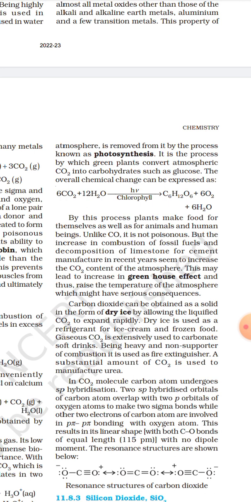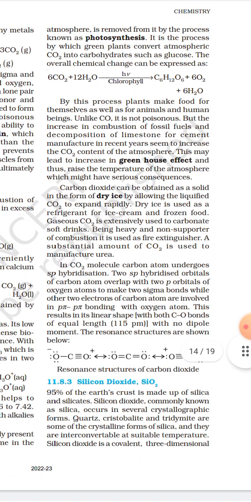Carbon dioxide can be obtained as a solid in the form of dry ice by allowing liquid CO2 to expand rapidly. Dry ice is used as a refrigerant for ice cream and frozen food. Gaseous CO2 is extensively used to carbonate soft drinks. Being heavy and non-supporter of combustion, it is used as a fire extinguisher. A substantial amount of CO2 is used to manufacture urea.